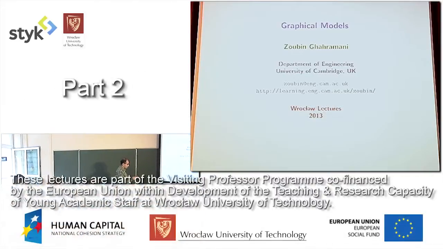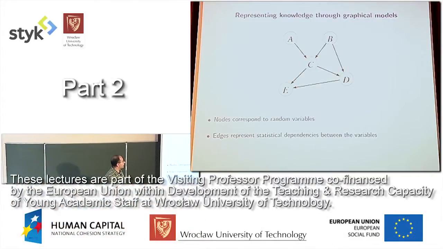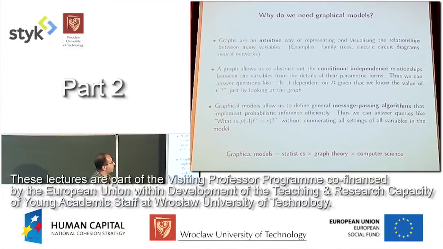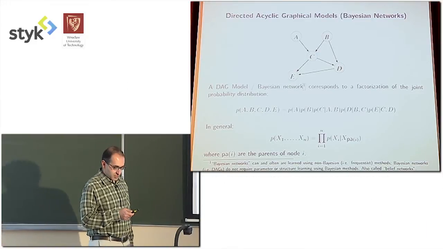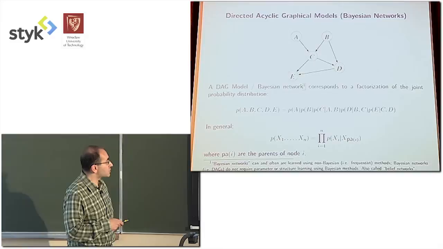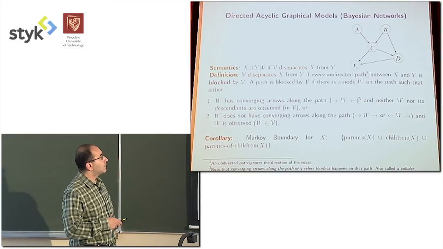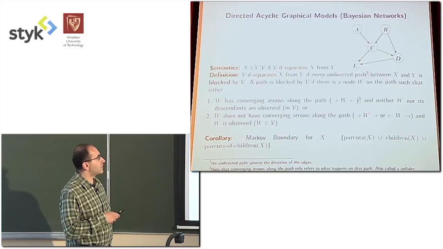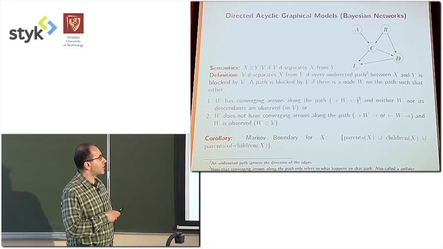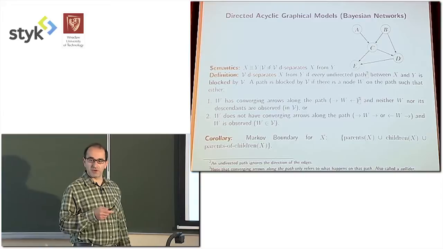Okay, so what did we cover last time? We talked about directed graphical models, and why we need them, the meaning of a directed graphical model in terms of factorization of the distribution over the variables, and how from the graph you can directly read off whether two variables are independent given some other set of variables.